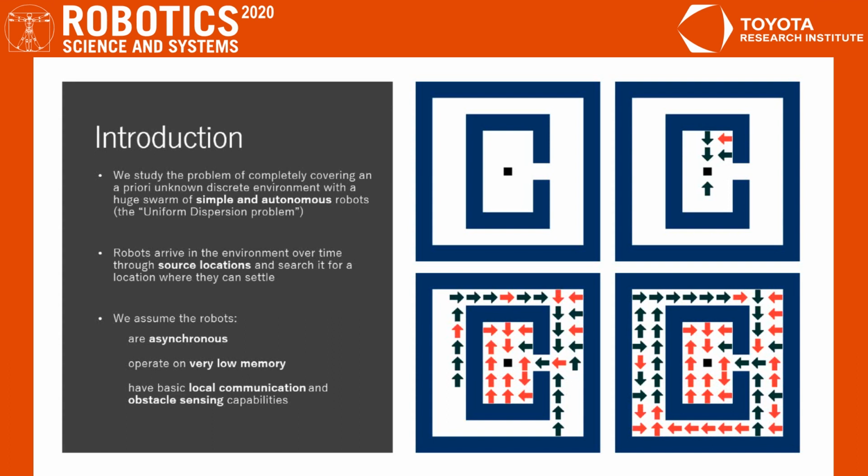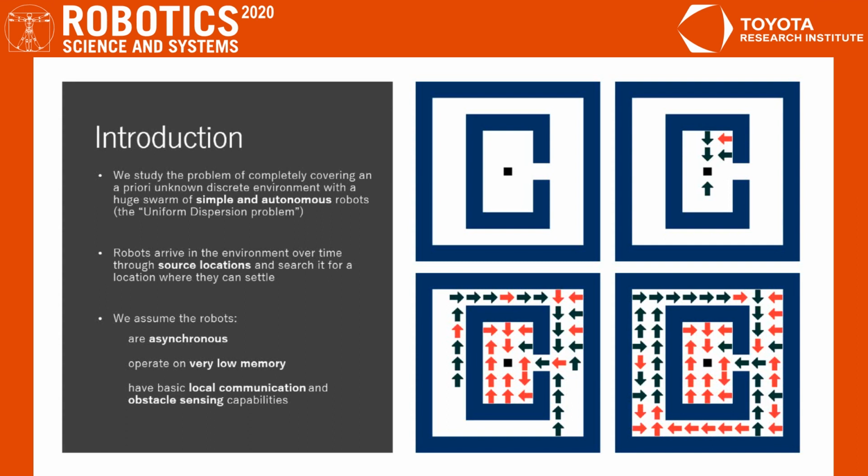In the uniform dispersion problem, which is a theoretical algorithmic problem, a huge swarm of robots enters a discrete environment over time from one or more source locations. The goal of the swarm is to completely cover this discrete environment as soon as possible, such that every location contains at least one robot. An important constraint is that a given location in the environment can only hold a limited number of robots.